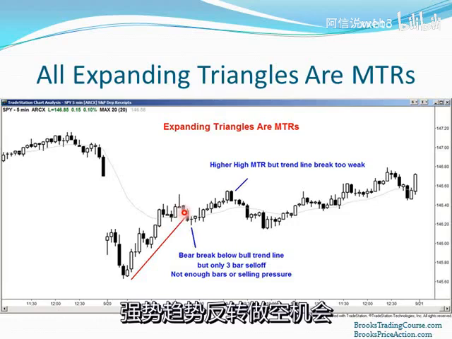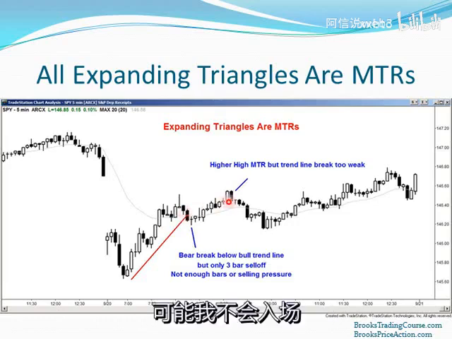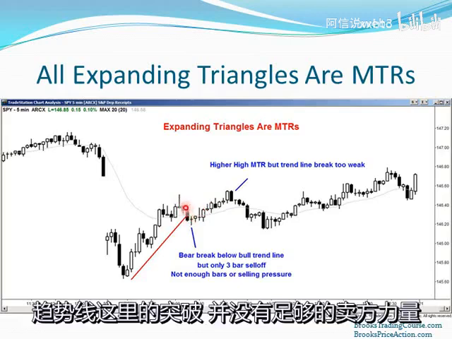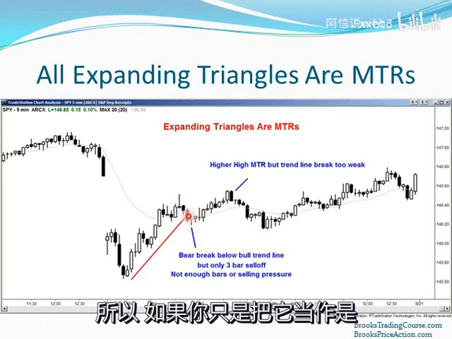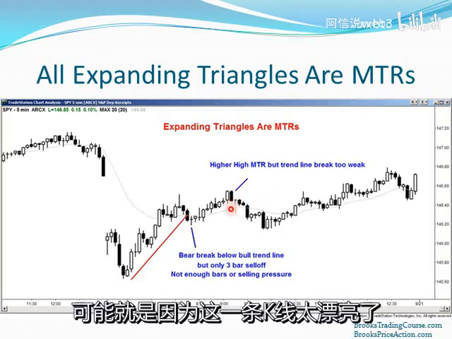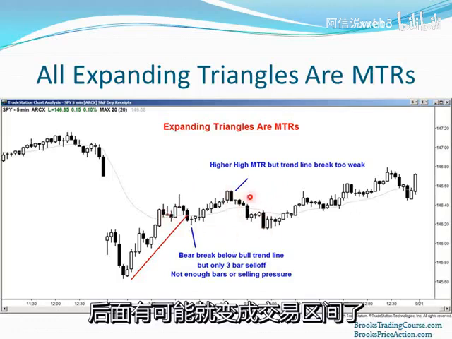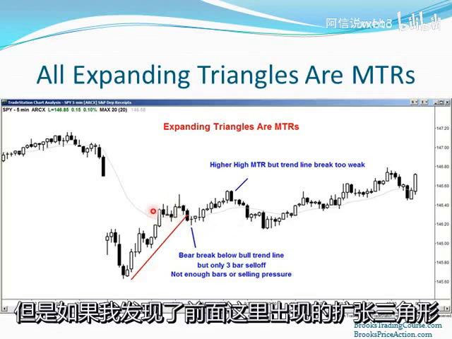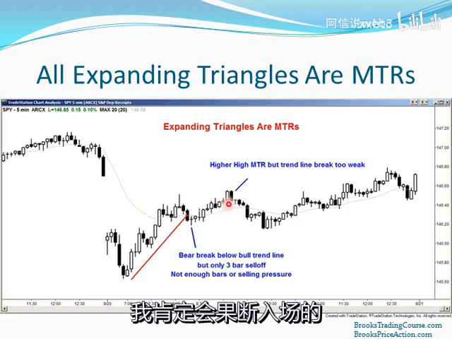So if you're looking at this as a major trend reversal short, I probably would not take it. If I did not see the expanding triangle, I would say not enough selling pressure on this break below the trend line. So if you treat it as simply a higher high major trend reversal, I'd say probably not ideal. I probably would take it because the single bar was so good and we might be transitioning into a trading range. But if I saw that it was an expanding triangle, I definitely would take the trade.